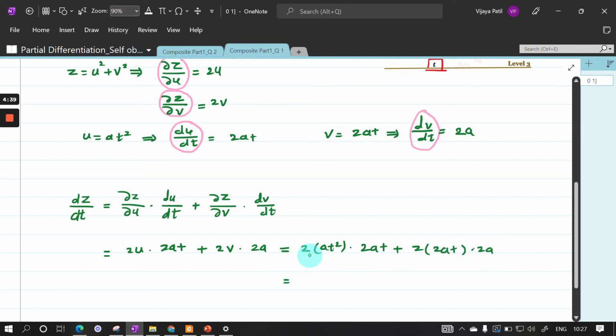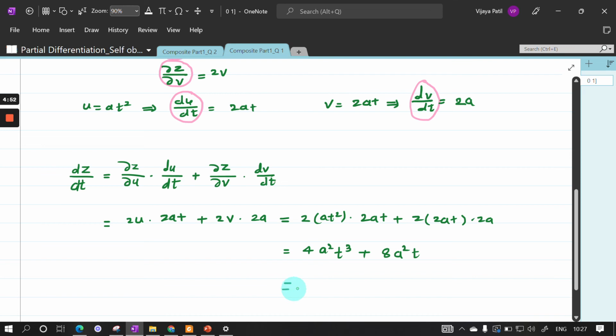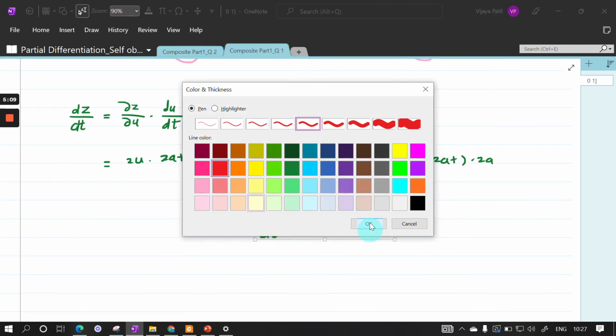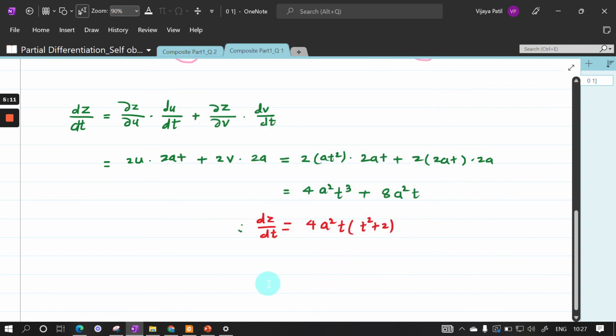This gives us 4a square t cube plus 8a square t. If you observe here, we can take something common out of it. So it is 4a square t into t square plus 2. So we get the final answer for dz upon dt as this. Please do check it here. This is our final answer.